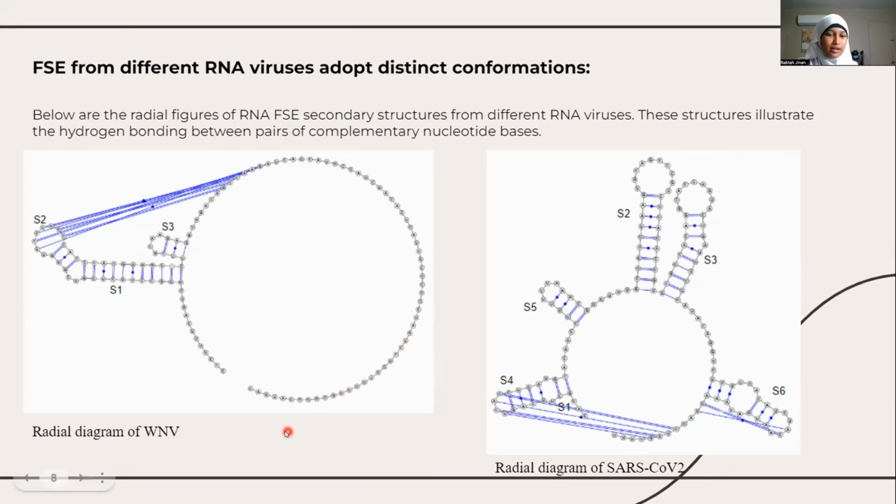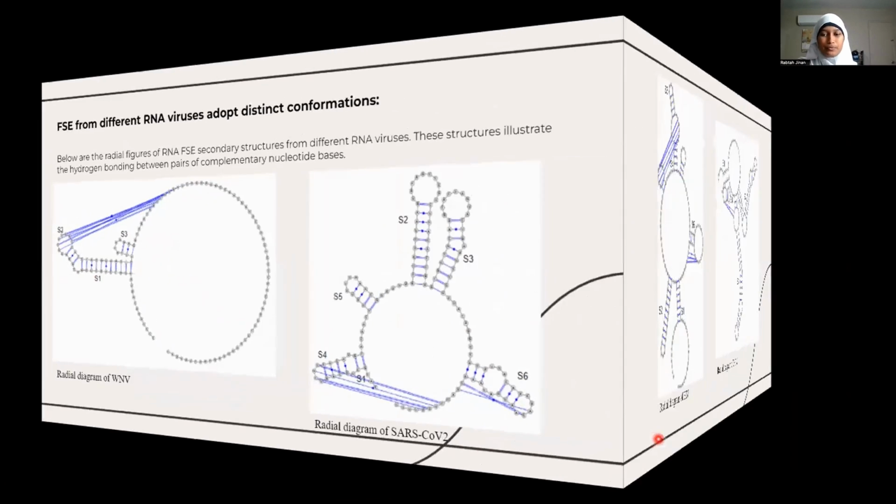So for example, here in the West Nile virus, we see that stem 2 is folding on the main nucleotide backbone to form a pseudoknotted region, which is stabilized by 7 base pairing interactions. Then for SARS-CoV-2, we see that the apical loop, which is the loop at the end of the stem, the apical loop of stem 4, is connected to the nucleotide backbone, which is stabilized by the backbone.